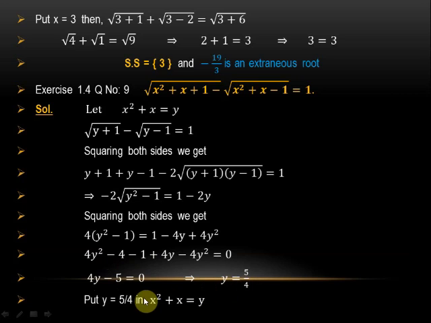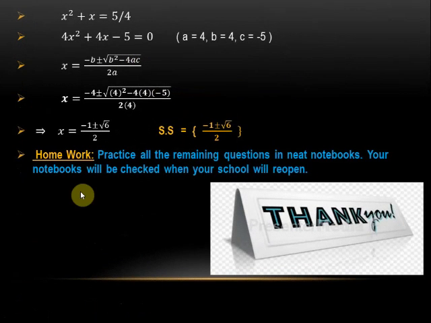Now put y is equals to 5 by 4 in x square plus x is equals to y. The value which we supposed in the beginning, in place of y we will substitute the value 5 by 4. We will get x square plus x is equals to 5 by 4.